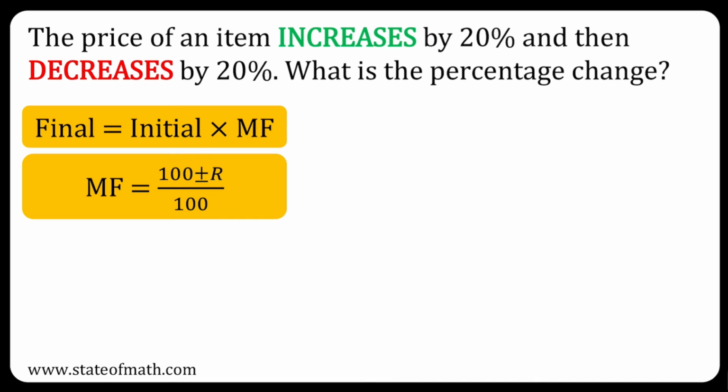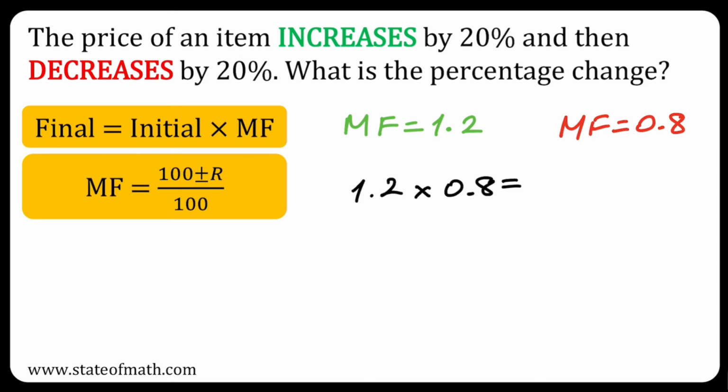The beauty of this formula is that you can use it to find the percentage change without knowing the initial value. Just multiply the multiplying factors and then decode the result. Like before, the multiplying factor for the increase was 1.2 and for the decrease it was 0.8. If you multiply these together, you get 0.96. Through experience, you're going to see that there's a percentage decrease of 4%.